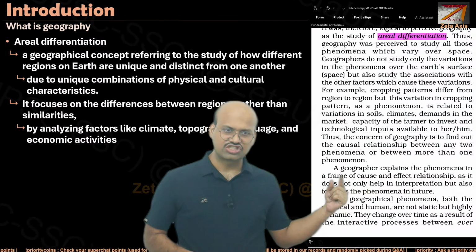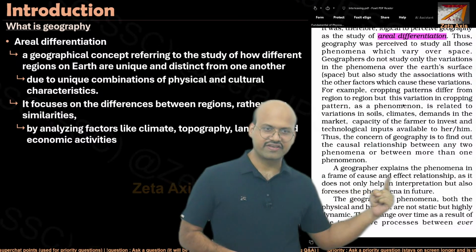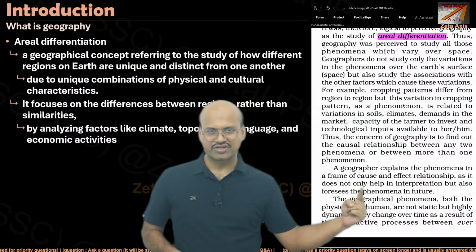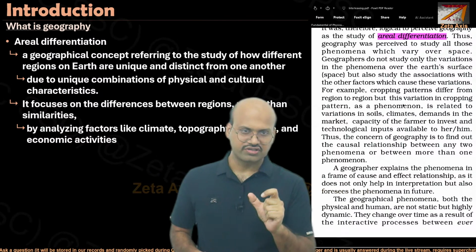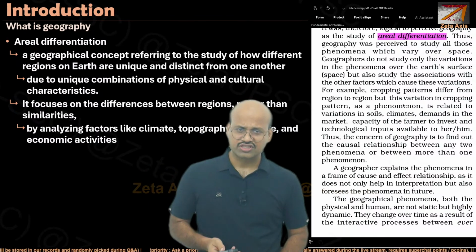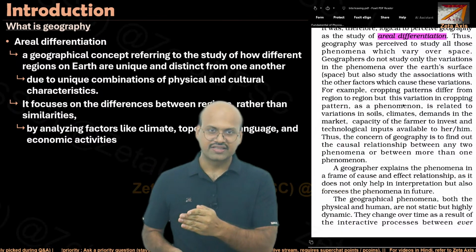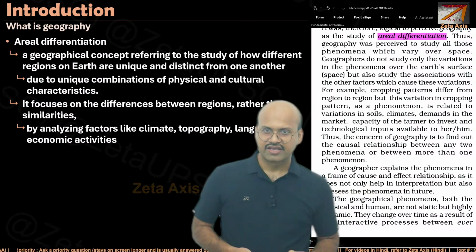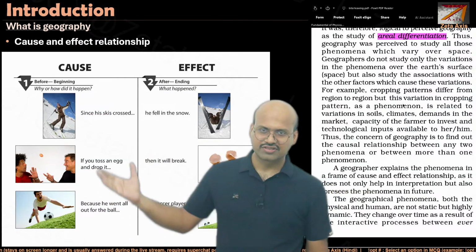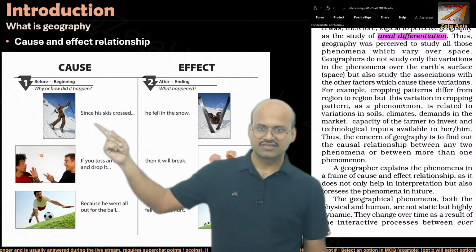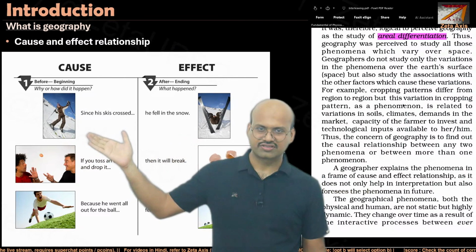So they say that a geographer explains phenomena in a frame of cause and effect relationship. What they are trying to understand is that geography is basically a study of cause and effect relationship. Now, what is a cause and effect relationship? We have already seen that there are certain differences and then there are the factors which cause those differences. In very simple terms, there are certain examples to understand what is a cause. Since his skis are crossed, he fell in the snow. So this is the cause, this is the effect.